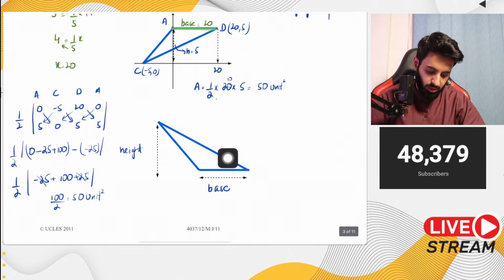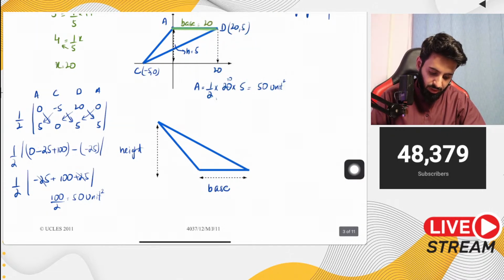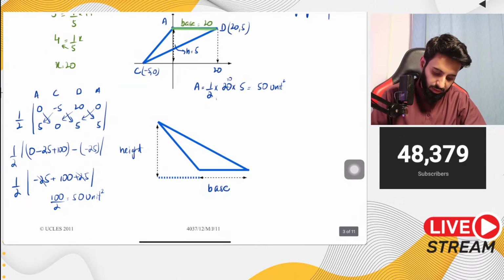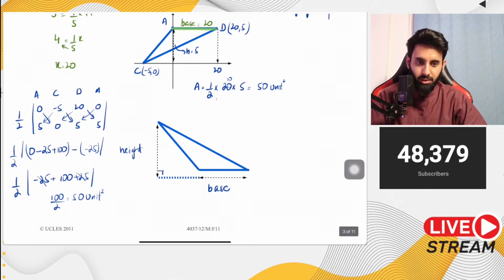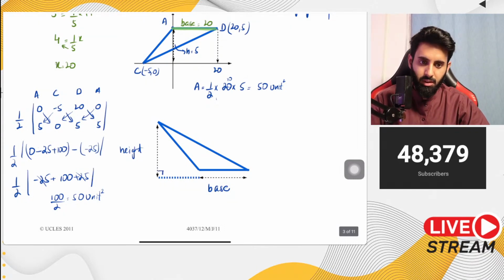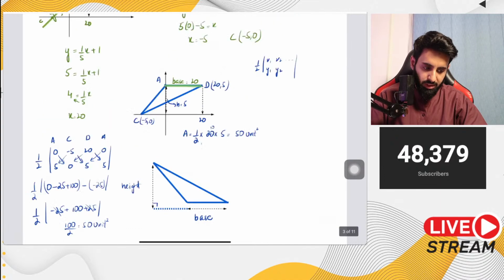it's this, not this. If you extend your base with an imaginary line, then your height, you can see, is the perpendicular distance from the base to the highest point. Okay, I'll give you guys a quick summary of what I just did.